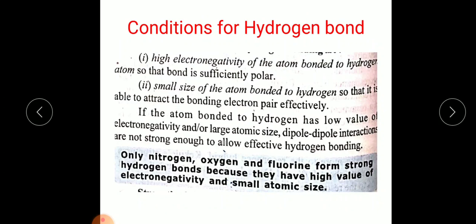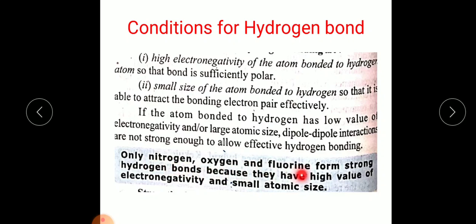Conditions for hydrogen bond. What is required? Number one, high electronegativity of the atom bonded to the hydrogen atom so that the bond is sufficiently polar. So the atom that is bonded to hydrogen should be highly electronegative, like fluorine, oxygen, nitrogen. Number two, small size of the atom bonded to hydrogen so that it is able to attract the bonding electron pair effectively. That means the electronegative element should be smaller in size so that it effectively attracts the bonding electron pair.